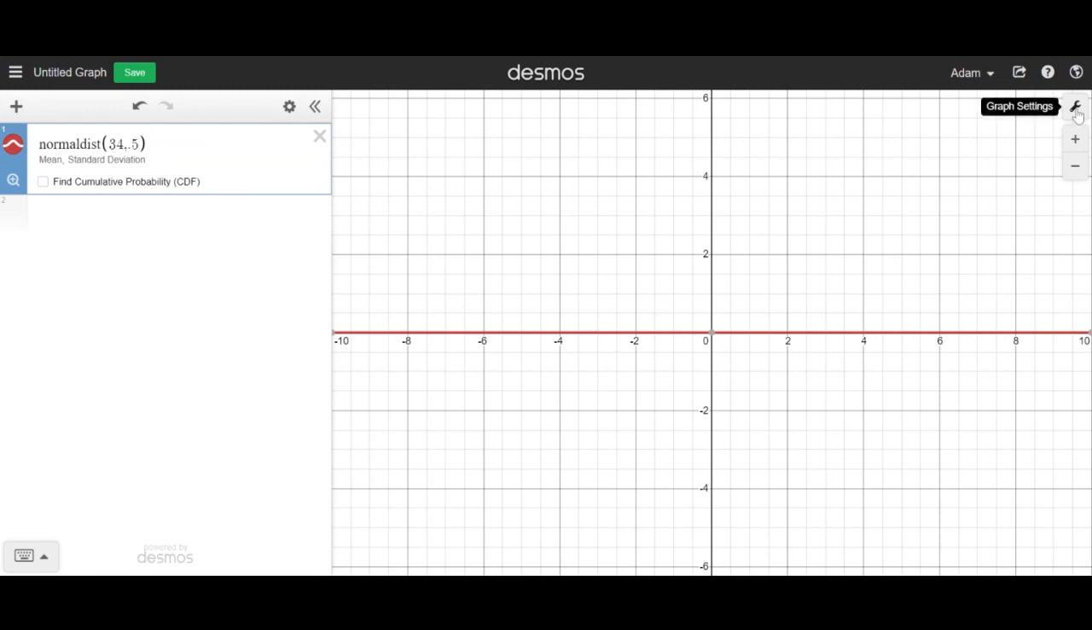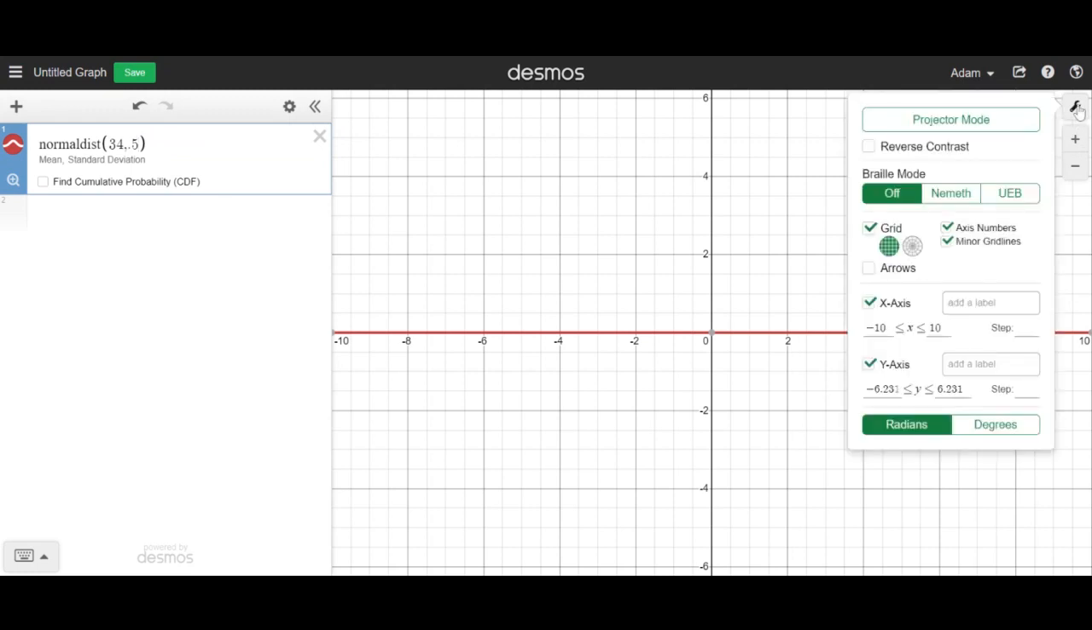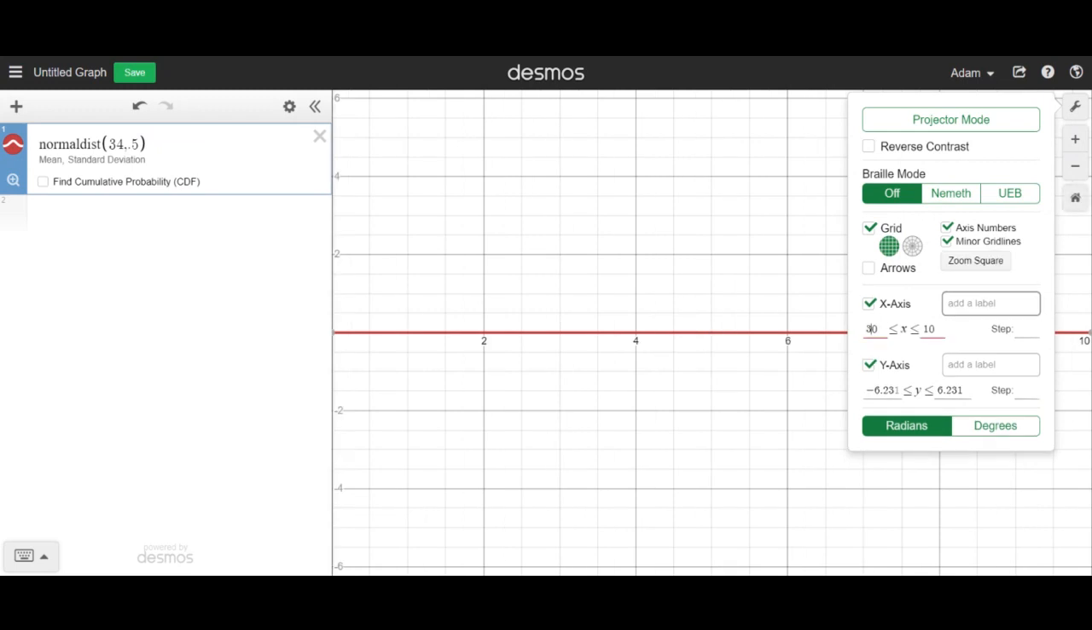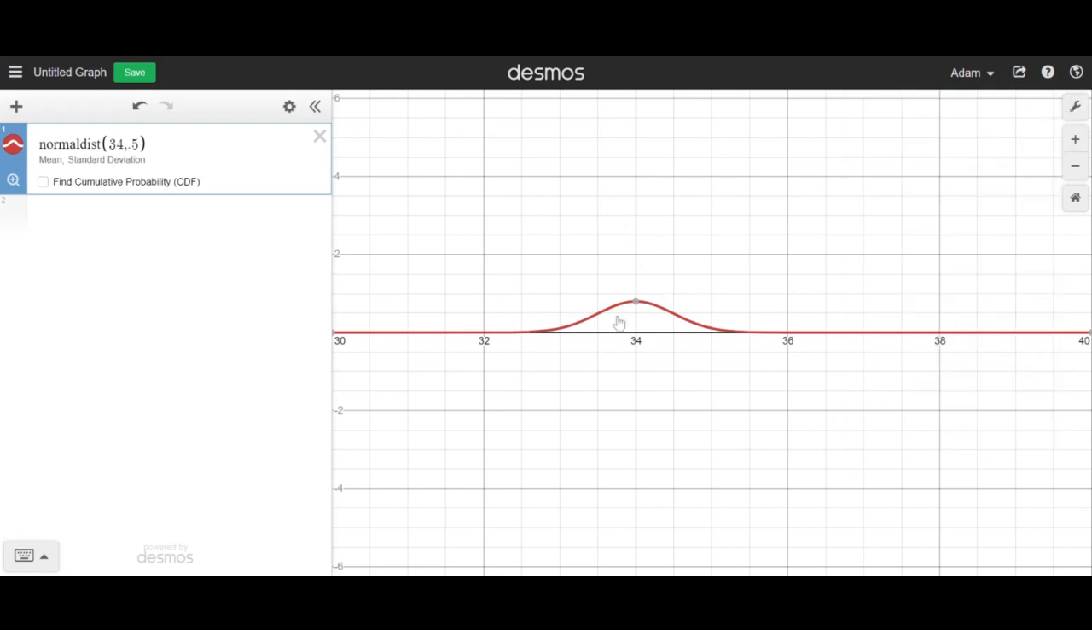Okay, no big deal. Let me get to the wrench, which is graph settings. For the x-axis, the mean is 34, so we want to be close to 34. So let's do this, I don't know. I'm typing in 30, and for the big endpoint here, let me do 40. And you can see the graph.